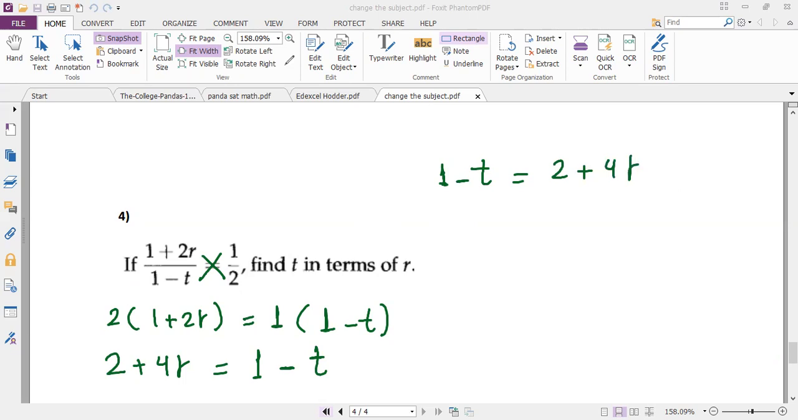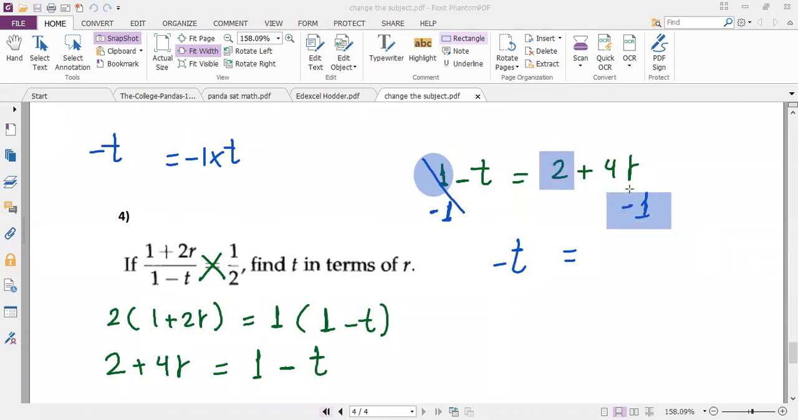I want to get rid of this 1 to make t alone. So minus 1 and minus 1. Cancel 1 and minus 1, and you're left with minus t. You know minus t means minus 1 multiplied by t, equals 2 plus 4r minus 1. And 2 minus 1 equals 1, so instead of writing 2 minus 1, we will write 1 plus 4r.